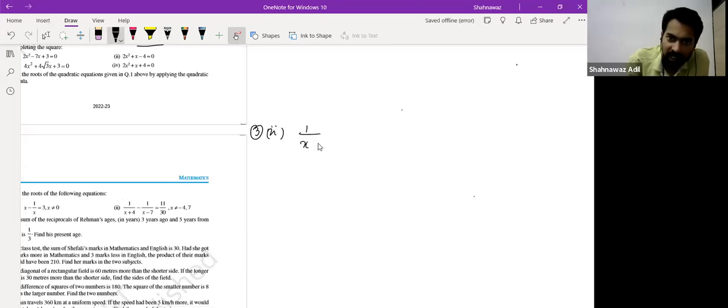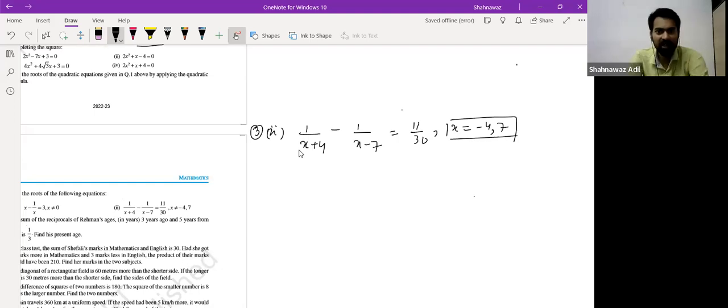So 1 by x plus 4 minus 1 by x minus 7 is 11 by 30. Right. Again, this condition is given, and you know why this condition is given, right? Because if x is minus 4, then this is 1 by 0, and if x is 7, then this is 1 by 0, right? So x cannot be minus 4 and 7. Now, Rizwan's turn, so we have to do what, Rizwan?